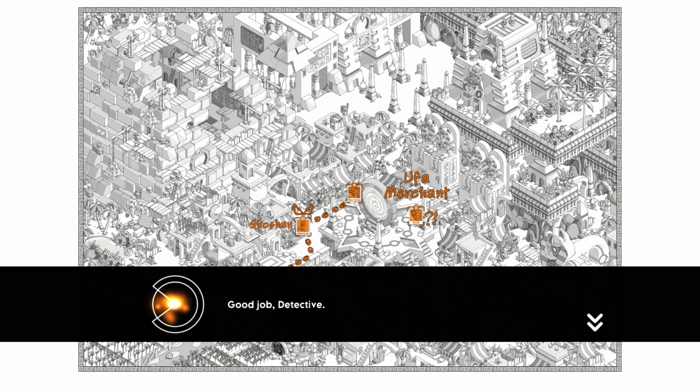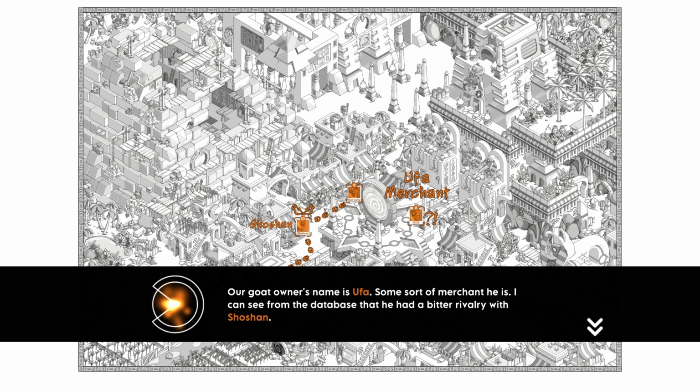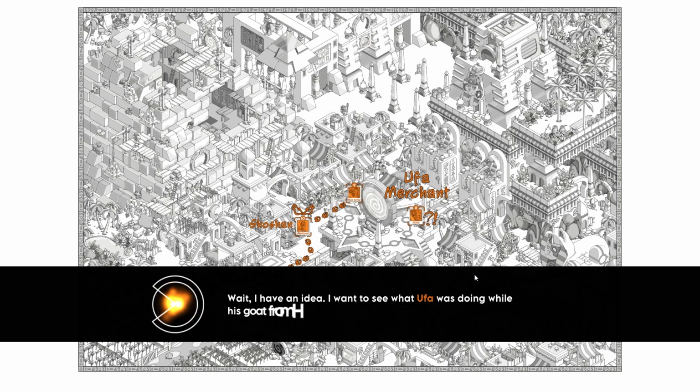Ufa merchant. Good job, detective. Our goat's owner's name is Ufa. Some sort of merchant he is. I can see from the database that he had a bitter rivalry with Shoshan. Wait, I have an idea. I want to see what Ufa was doing while his goat from hell was wrecking Shoshan's stall.